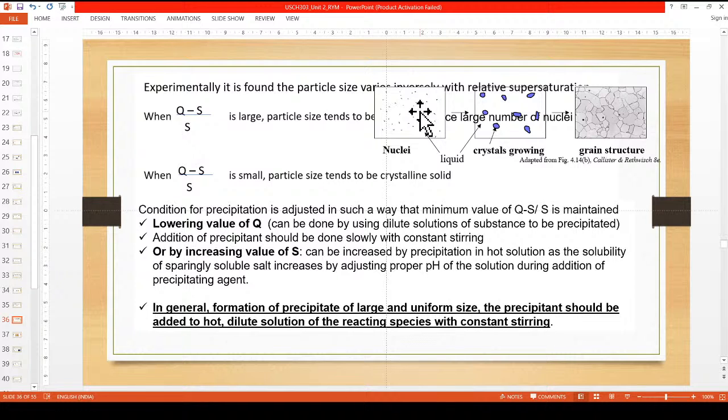Now in another case, किसी को घाई नहीं रहता है घर जाने का, प्रैक्टिकल अच्छे से करना रहता है, तो what that student will do, will listen instruction of teacher carefully and will add precipitating agent drop wise.